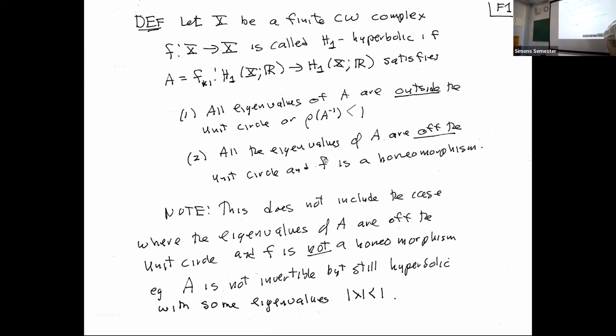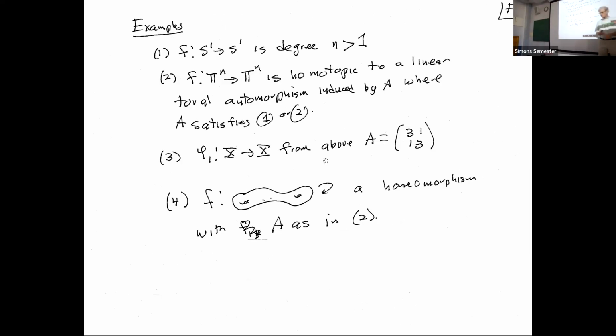So here are some examples. What we've seen through the whole course: higher degree maps of the circle, linear endomorphisms of the torus, maps on the wedge of two circles. There are lots of examples on higher genus surfaces.